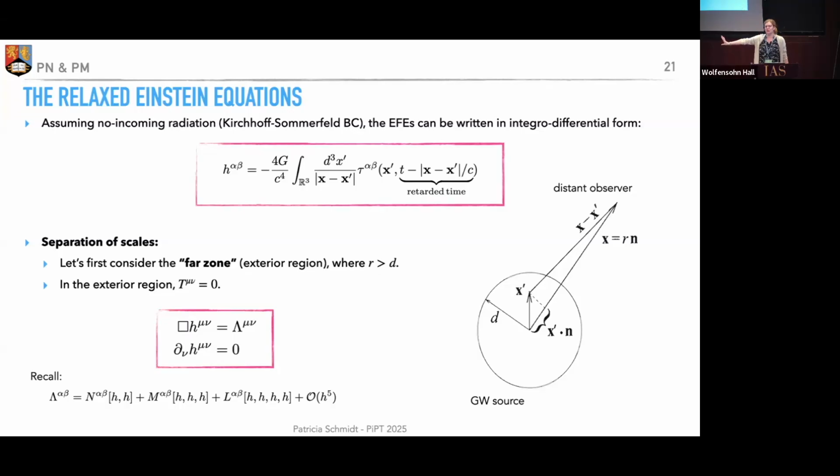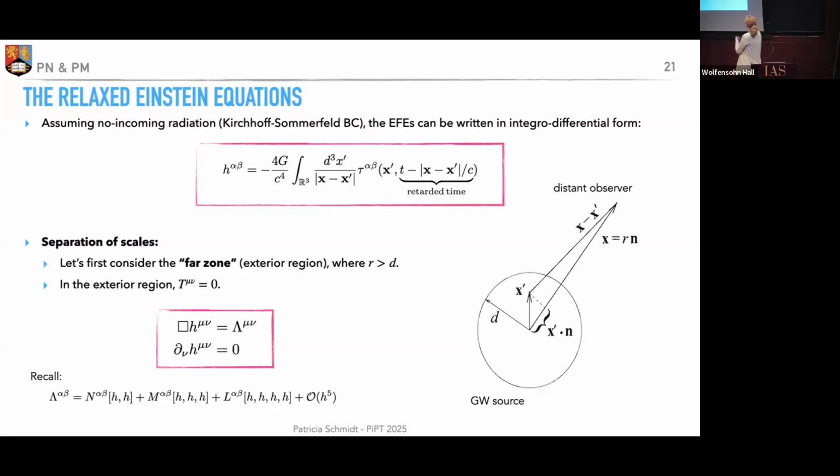And this is where the separation of scales now becomes very, very handy, because there are two scales in that problem, right? As we have seen, there's whatever happens near to the binary where things are actually moving versus very, very far away where some observer is going to observe the gravitational wave. And so we split this literally into the far zone and the near zone. And then we need to match these two regions together.